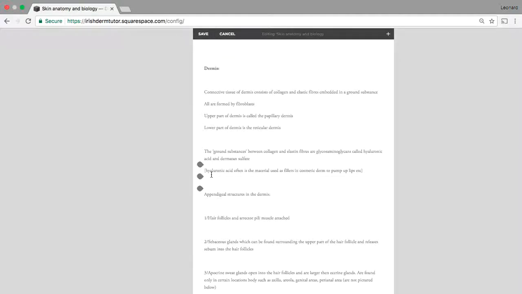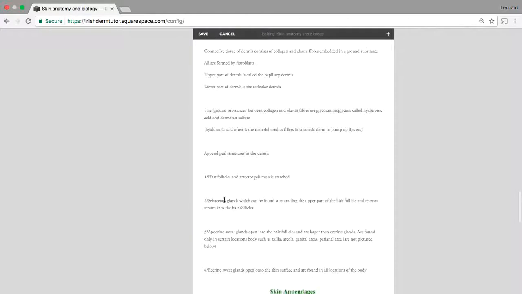Now, the ground substance, which is between the collagen and the elastin fibers, is made up of things called glycosaminoglycans, and these include hyaluronic acid and dermatan sulfate. And actually, hyaluronic acid is often the material used in fillers in cosmetic dermatology to make things look fuller, so for pumping up lips and things like that.